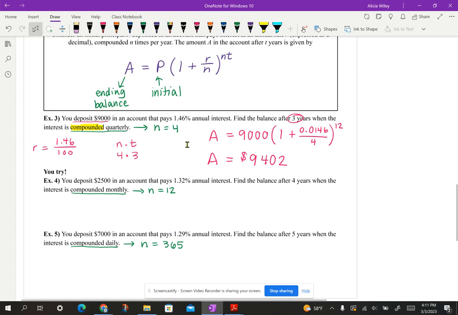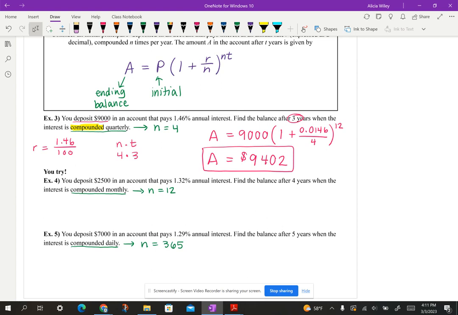That is your ending balance. Okay? That means that at this annual interest rate of 1.46 compounded quarterly, right? You're going to end the year with $9,402. So basically, your account has gained $402. If you did not get that in the calculator, you're going to need to try that again. Rewind this video, listen to me go through it again. And if you're still having trouble with it, you can ask for help in class.